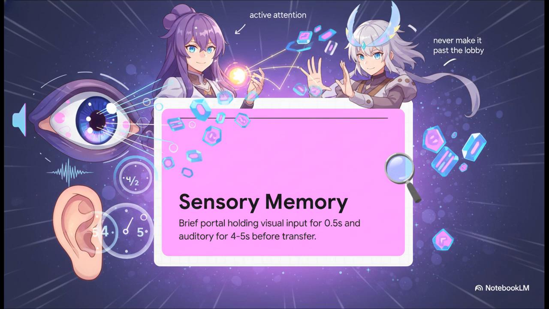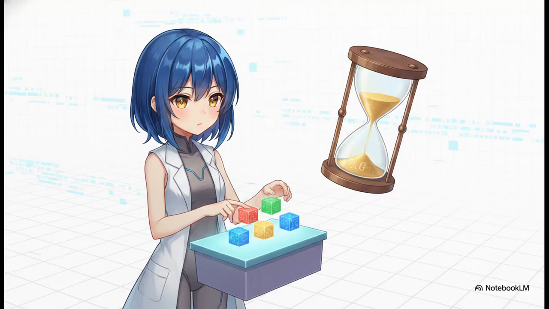Because it vanishes so unbelievably fast, transferring this data to the next stage is absolutely critical. And the 2 major gatekeepers that actually allow information to pass through this portal are your active attention and automaticity. If you aren't paying attention, that data never even makes it past the lobby. But if you do happen to be paying attention, that information gets bumped into short-term memory, which is also known as working memory. You can think of this as the conscious, active workbench of your brain.